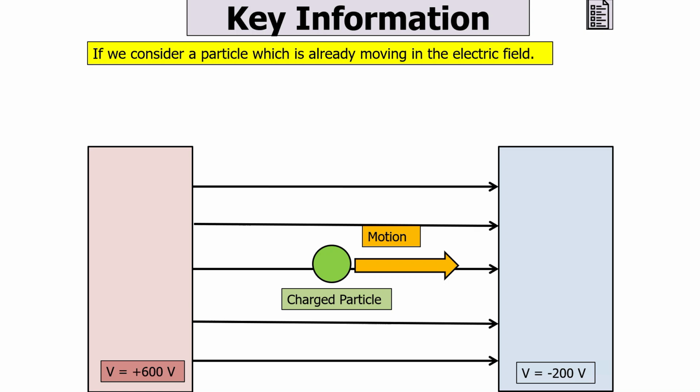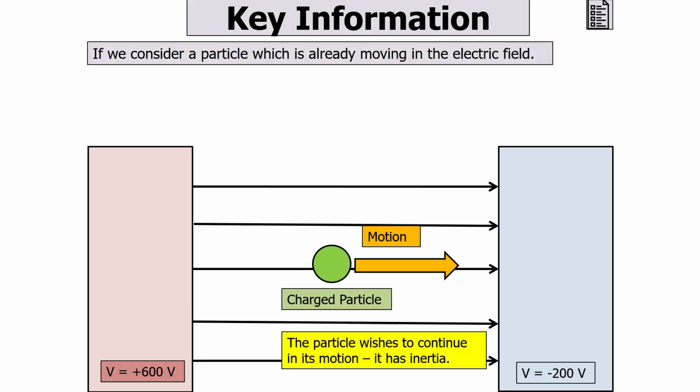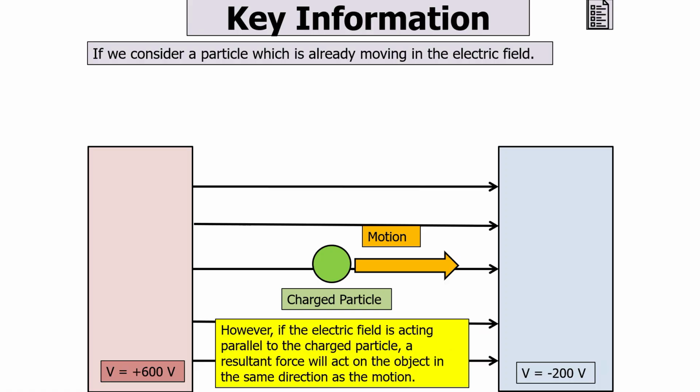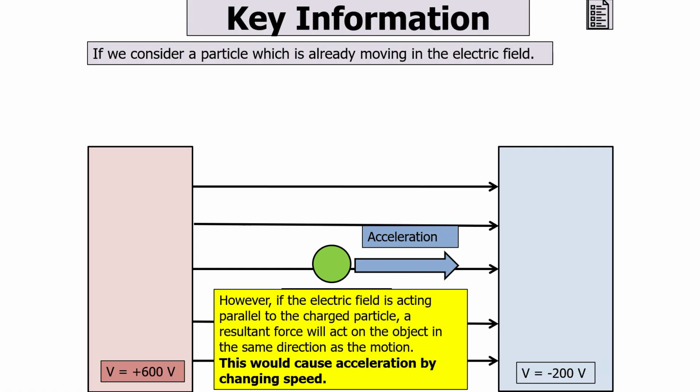So if we consider a particle which is already moving in an electrical field, you can see in this image the charged particle has motion. Now the particle wishes to continue in its motion, it has inertia. However, if the electrical field is acting parallel to the charged particle, a resultant force will act on the object in the same direction as motion. So this will cause acceleration by changing speed.